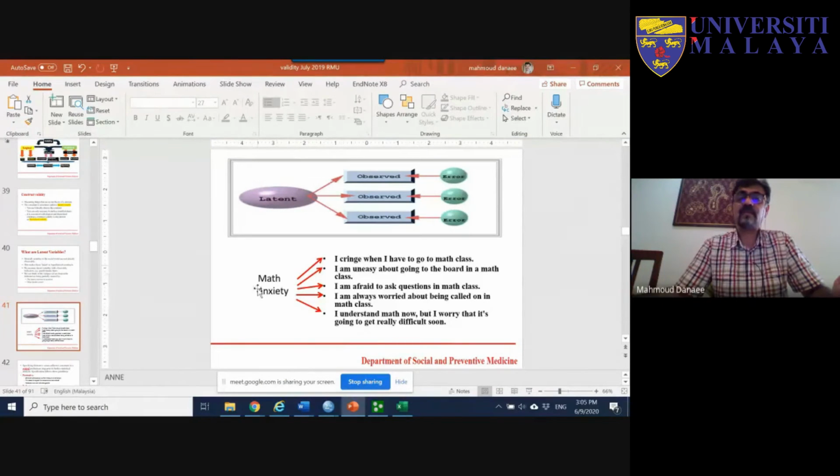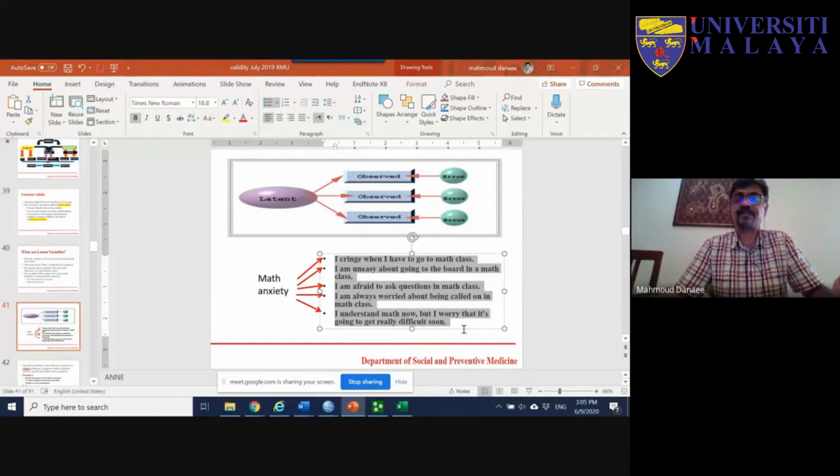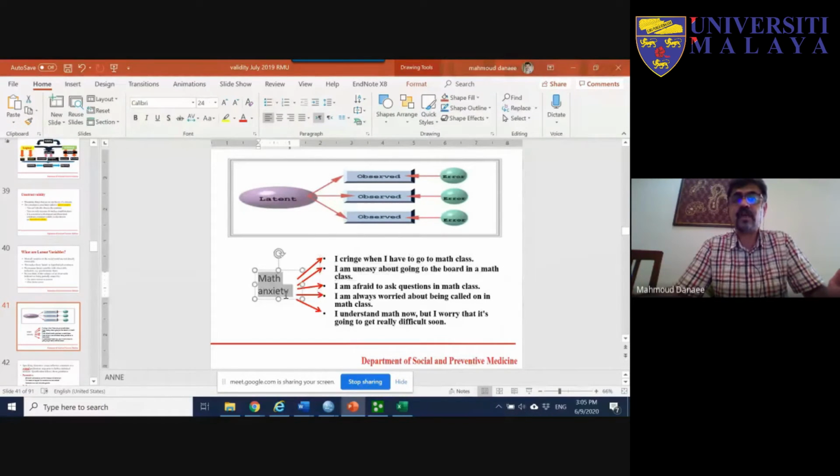This is the latent variable, for example, math anxiety. And for that math anxiety, the researcher designed these 5 items. Of course, it does not mean that these items 100% show the amount of math anxiety. If people answer this question, the respondents' answer to each item is not a 100% accurate measure for the main variable, which is the latent variable here.